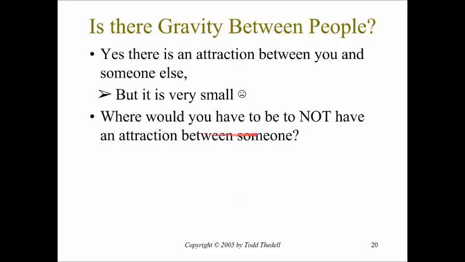So here's another question. Where would you have to be to not have an attraction between someone? So let's say you calculated this very small force. The further away you get, of course, the smaller the force, but there's no place you can go where the distance is going to cause the force to be zero. So that means anywhere you go in this universe, you're going to have an attraction between you and that person, which also means that there's a force of gravity between you and every piece of mass in the universe. Blew your mind on that one, didn't I?